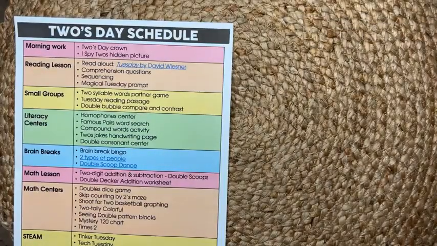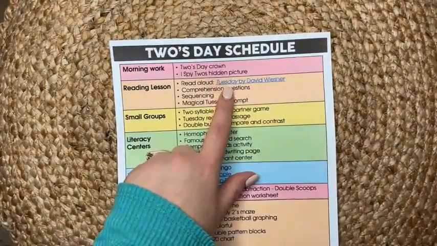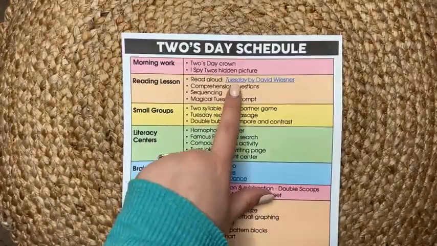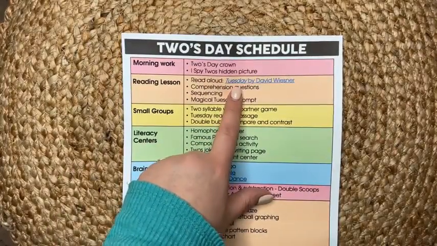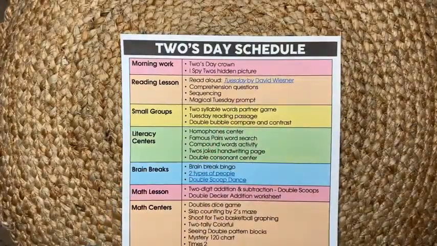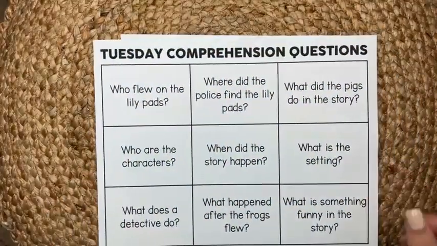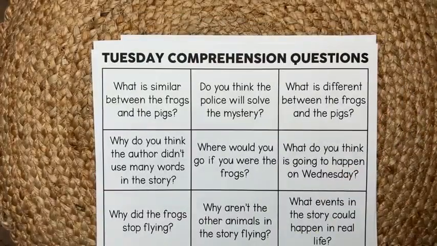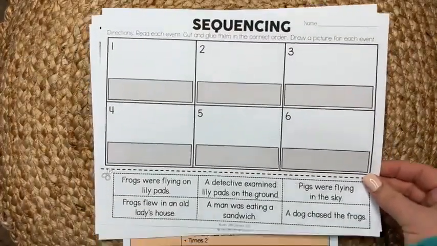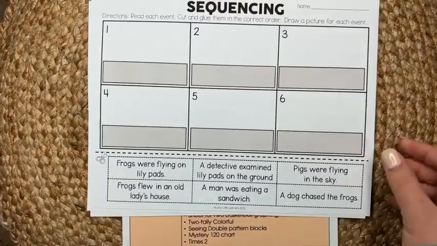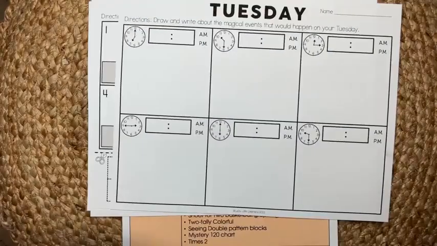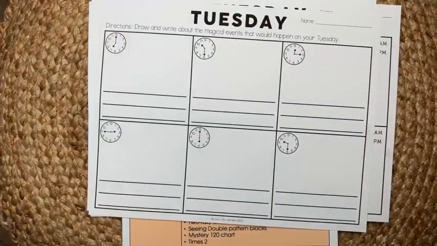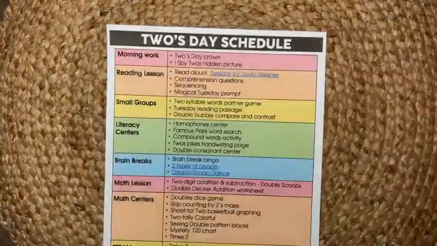The idea for the reading lesson, I just want to look at this. We actually have other suggestions of books. One suggestion that we included in our Tuesday pack is using the book Tuesday by David Wiesner. And then we have included some different things to go with it, like these comprehension questions for the book, and also some sequencing things where they're going to put that in order. Also, some writing about a magical event, and these are all tied to the book. So those are some options for if you decide you want to do the read aloud of Tuesday.